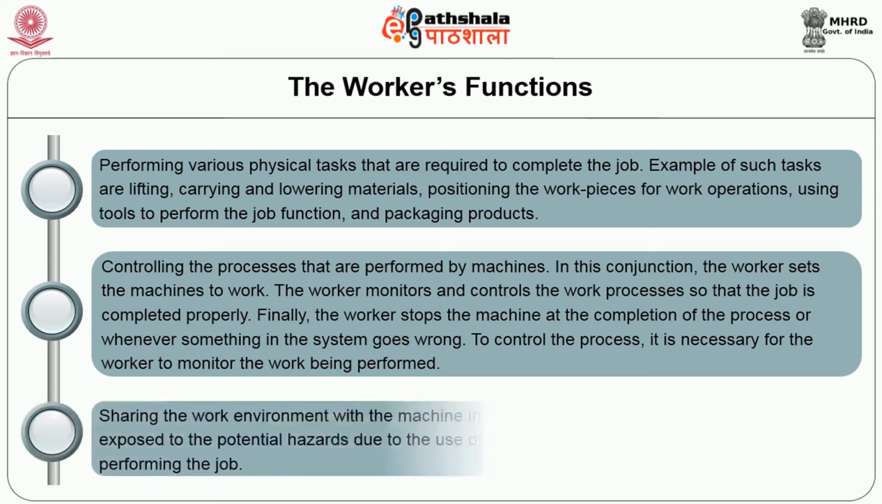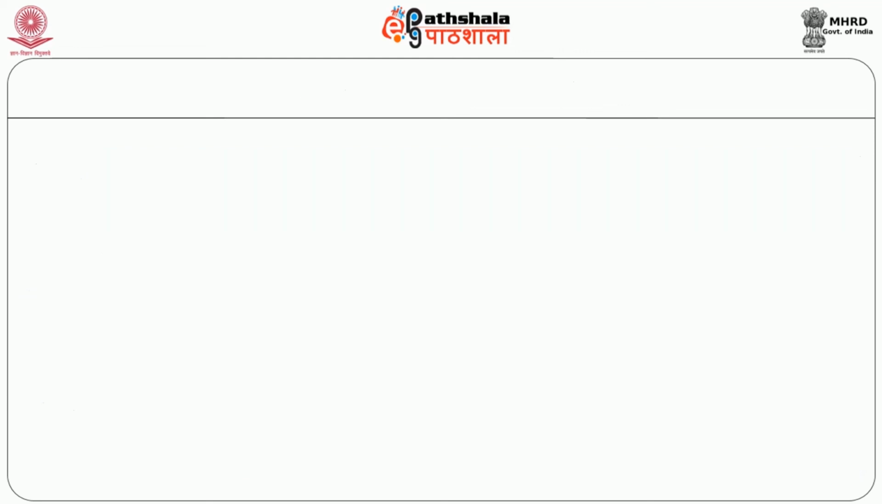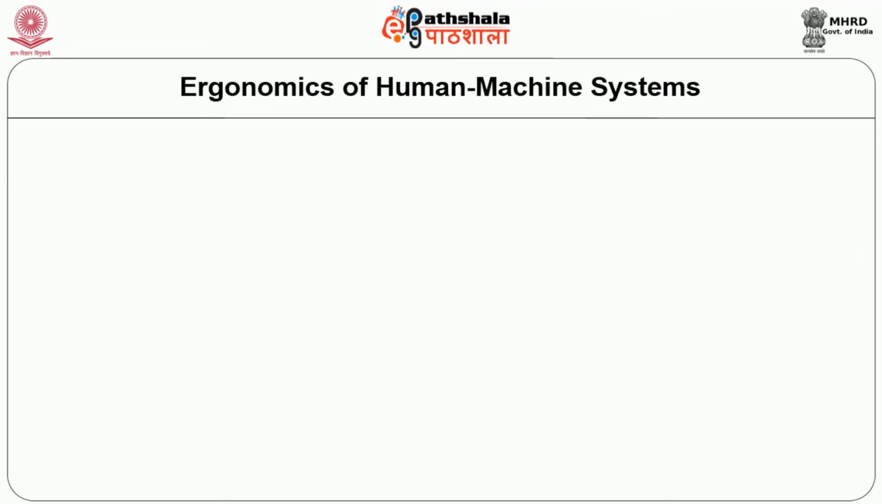Third would be sharing the work environment with the machine in the workplace. Consequently, the worker is exposed to potential hazards due to the use of mechanical and electrical equipment in performing the job. Now, ergonomics of the human and machine system.